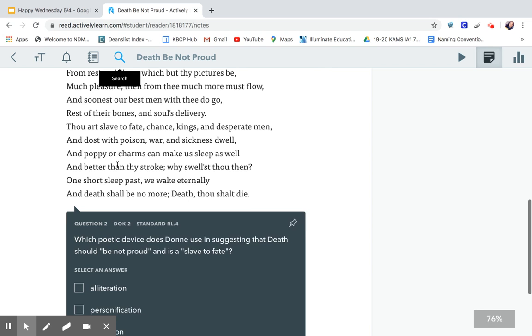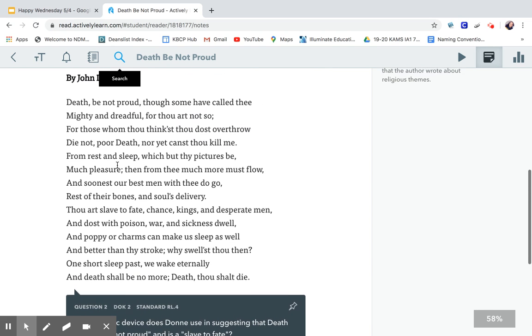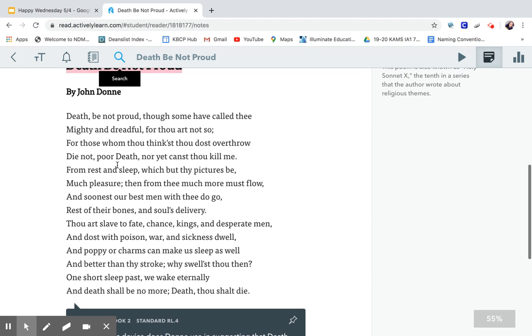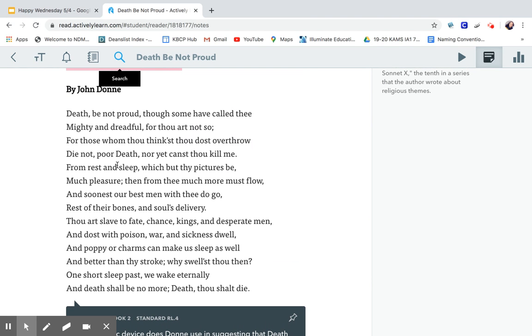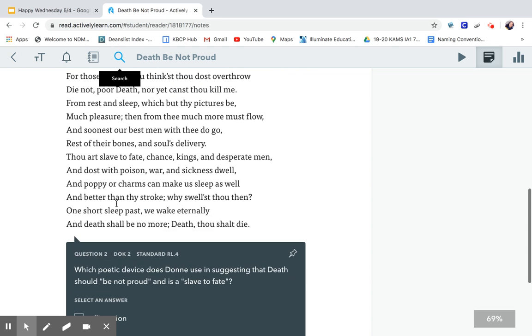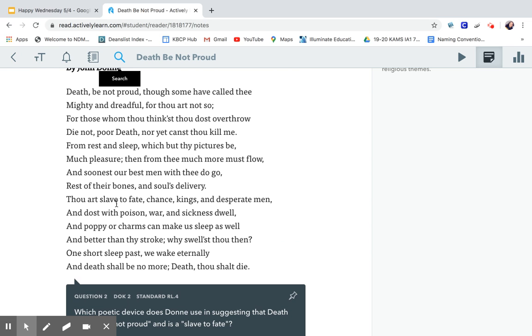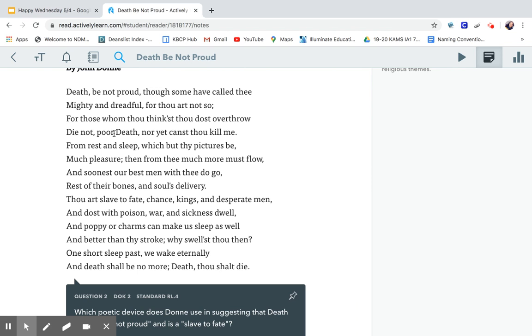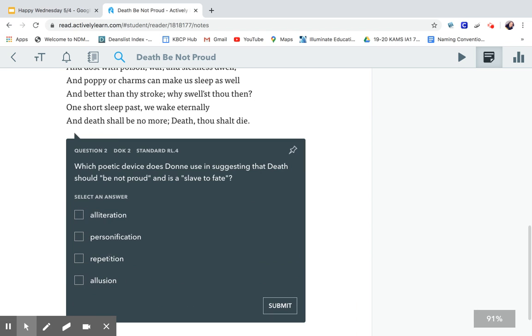Repetition is something being repeated that has already been written. I see death being said over and over again, but they're not saying death be not proud, death be not proud, death be not proud. They're saying death and using different words and different sayings to go along with that, or different meanings of what the author is actually trying to say. So we know it's not repetition. Allusion: is this saying something that we're not actually mentioning? No, it's talking about exactly what it is, death, right? So we definitely know it's not those two at the bottom.